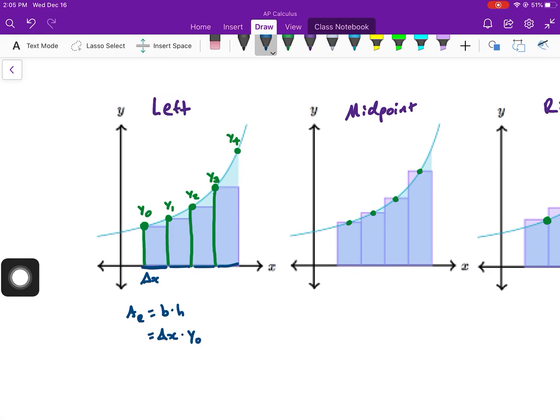So for the left sum, we're going to take that delta x times y0. We're going to add it to delta x times y1. So that would be the area of the second rectangle because it has a different length, right, or height, and then so on.